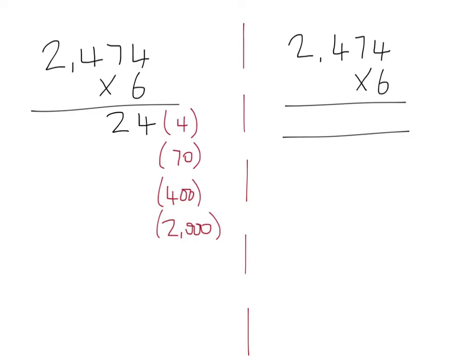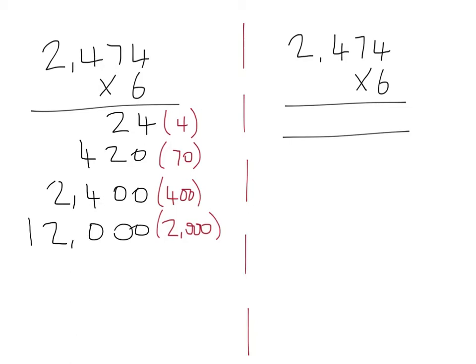I'll then multiply 70 by 6. 7 times 6 is 42. So 70 multiplied by 6 is 420. I'll then multiply 400 by 6. 4 times 6 is 24. So 400 times 6 is 2,400. Then 2,000 times 6, well, 2 times 6 is 12, so 2,000 times 6 is 12,000. I then can add all of the parts together.